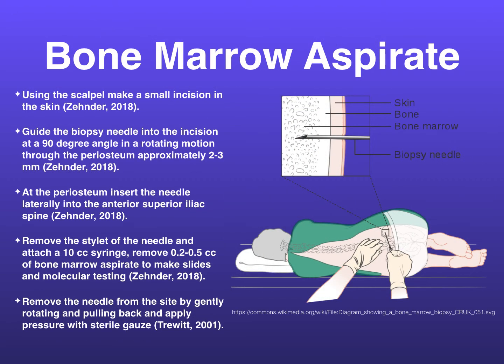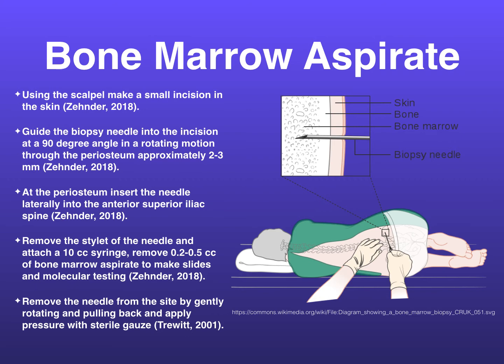So to collect the bone marrow aspirate, first make a small incision in the skin and insert the aspirate needle at a 90-degree angle until the periosteum is reached. Then direct the needle laterally into the anterior superior iliac spine by using a twisting motion until a give is felt as the needle enters the bone marrow cavity.